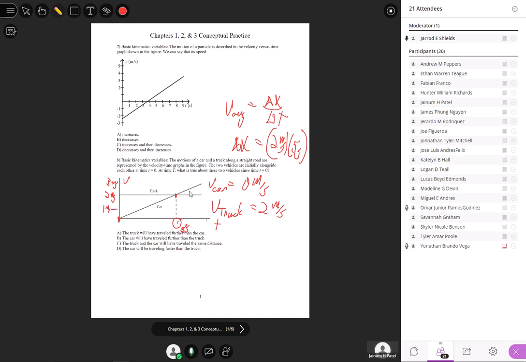Whereas the car is going to have an average velocity of 1 meter per second, because if you take the final and the initial, 2 minus 0 is 0, and then, let's see here, 5 seconds, we've got to find the average speed here, so it starts at 0, and 2 divided by 2 is what, 1?